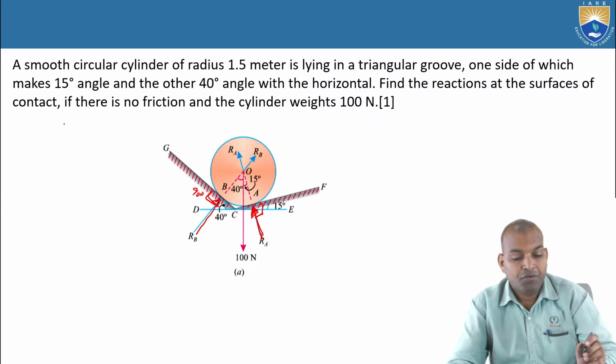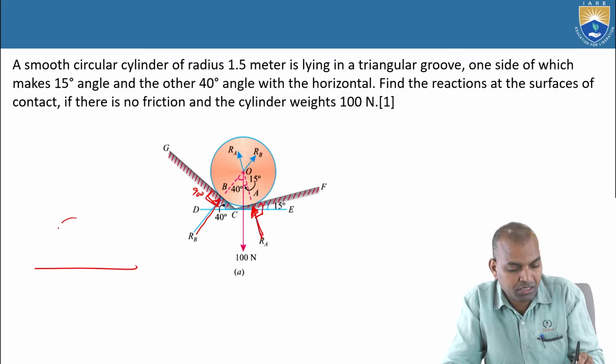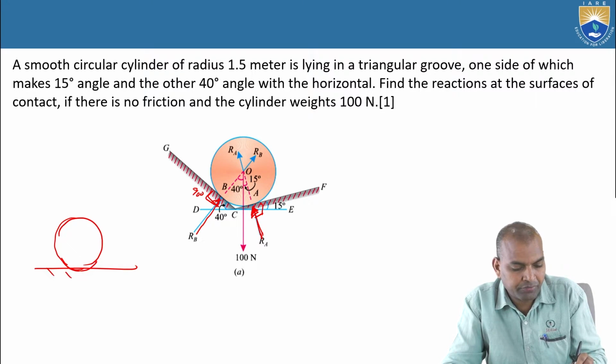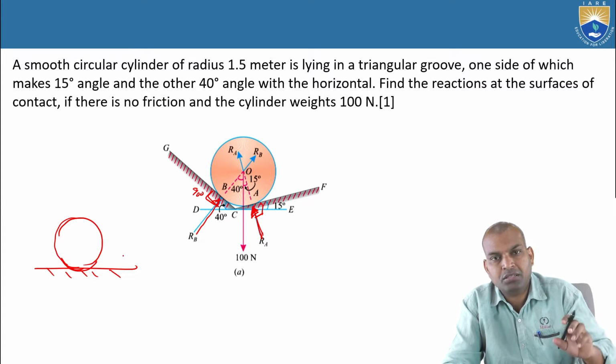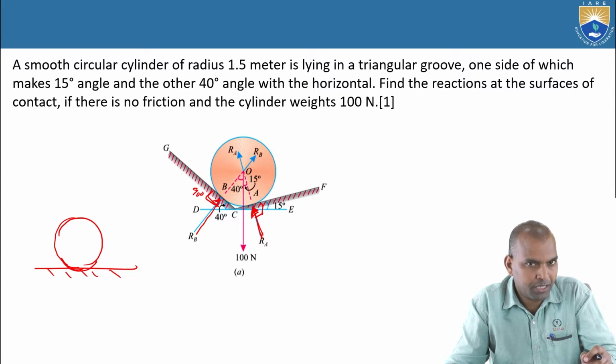The reaction is always normal. Suppose the body is sitting here on a circular surface. What is the free body diagram for this? The free body diagram is obtained by removing the supports and drawing the diagram with the action and reaction forces. Then it is known as the free body diagram.